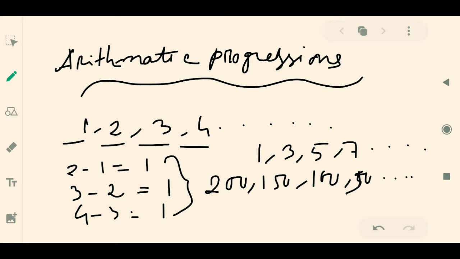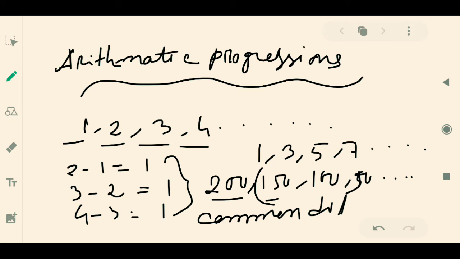Here the numbers are decreasing by 50 each time, so the difference is minus 50, because second minus first is minus 50. Whenever we find the difference, we always do the second minus the first. First minus second we will not do. And the difference that we get is called the common difference.